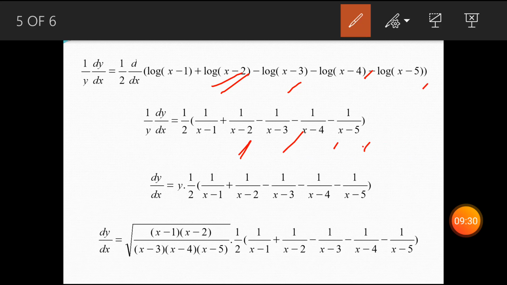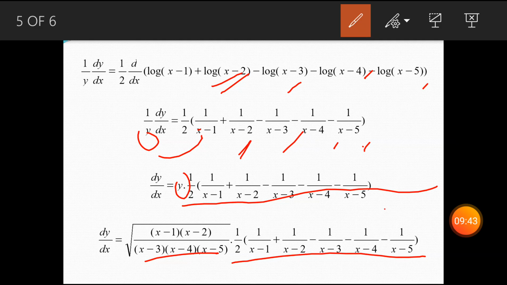Okay, so now this is dy upon dx. Take the y to this side. This will give you this value. And what is the value of y? In the beginning of the question, we assumed that y equals this. So this is your answer. So if you get such complicated terms, you can solve it in this way, and this is a very easy and very convenient approach for you.